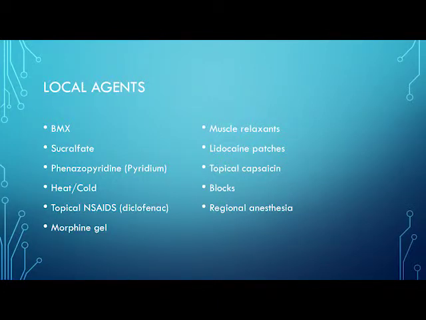So things like BMX for someone who's having oral pain from mucositis, Carafate for GI pain, Pyridium for urinary colic, heat, cold, we shouldn't forget about those basic things. We do have a topical NSAID, diclofenac, which can be really useful if you have just one joint that's really painful and you want to avoid the systemic side effects of NSAIDs. There's also, you can make a morphine gel, which is kind of a hospice trick that they use a lot for any wounds or sores, and avoiding the systemic side effects from opioids.